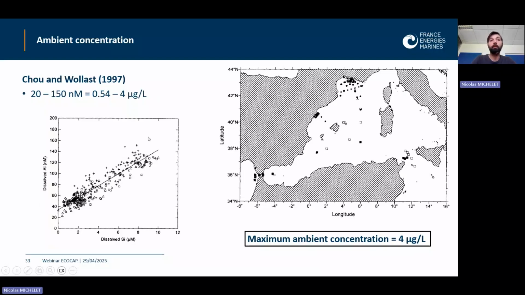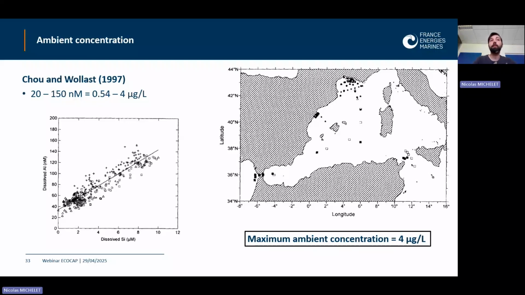Most of these measurements were performed away from the coast, so away from the influence of the rivers. And in their articles, they explain that most of this aluminium comes from the Sahara. So when there's a sandstorm, a lot of sand comes into the Mediterranean Sea and dissolves into the seawater and brings a lot of aluminium, which is counted by hundreds of tons every year.